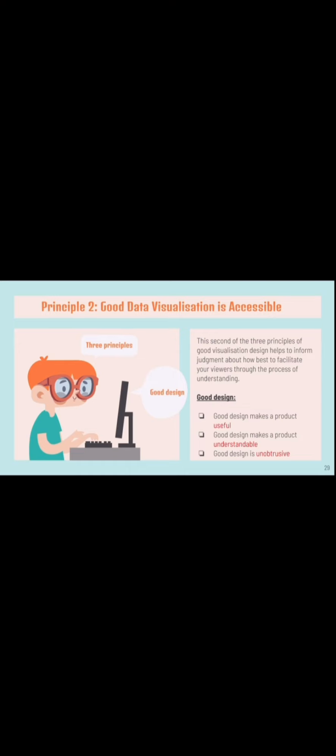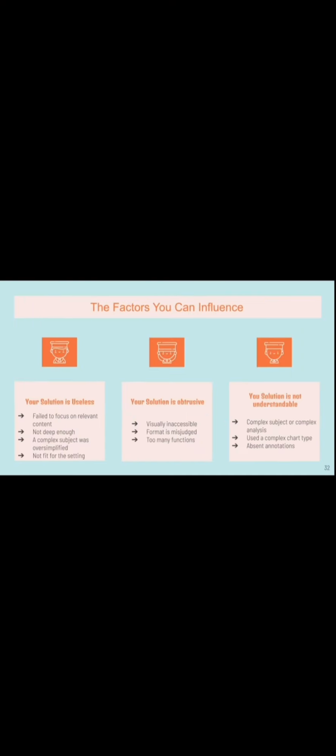The second item is your solution is obtrusive. It is functionally inaccessible and its format is misjudged. The solution creates too much complexity, so it could not be easy to read. Also, it has too many functions. It should not add too many functions when the audience had no desire to put in a lot of effort into the display. The third item is your solution is not understandable.